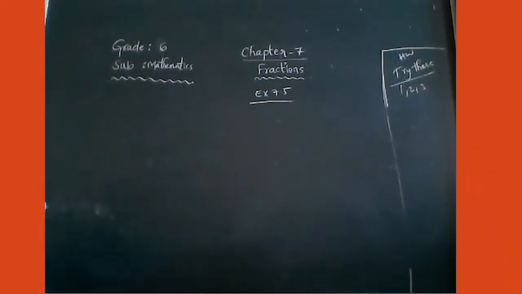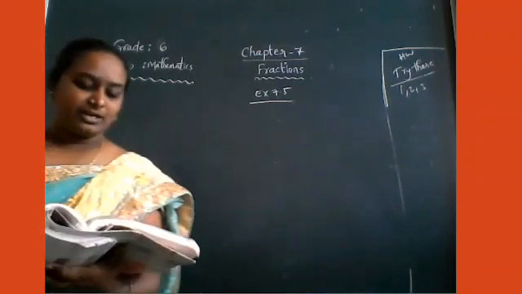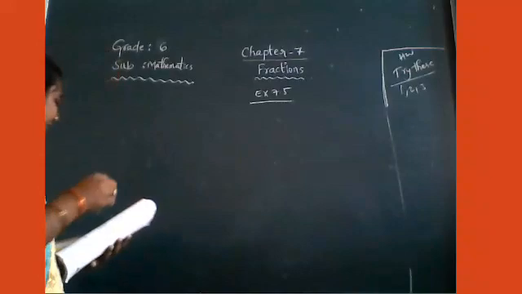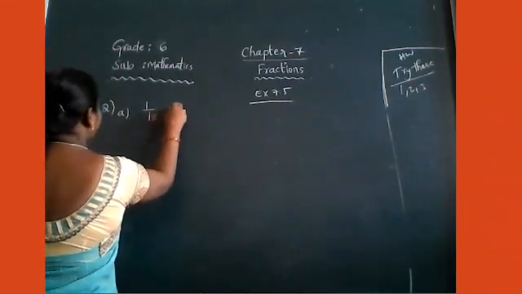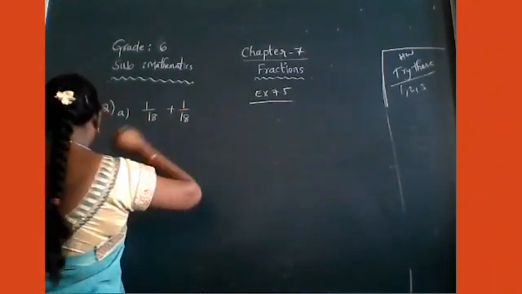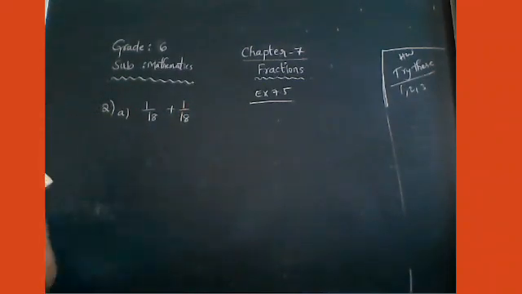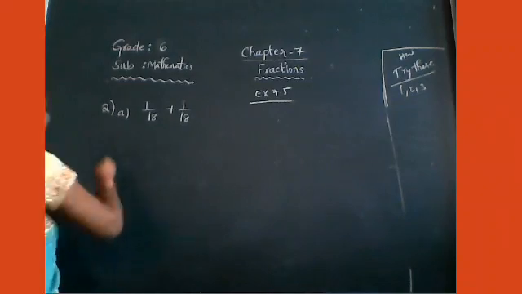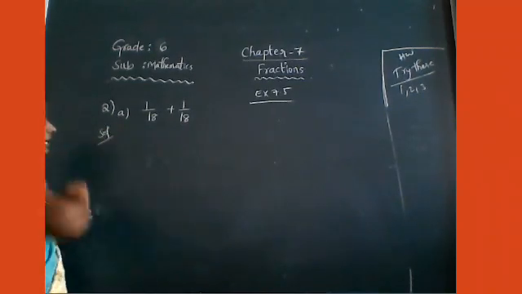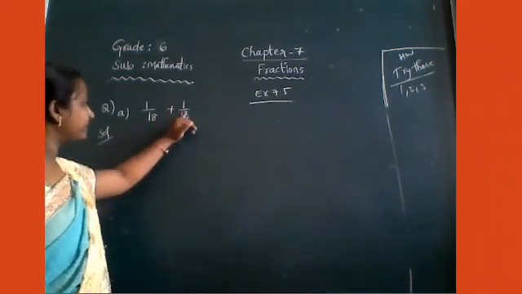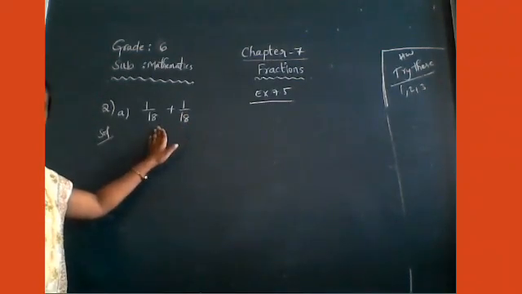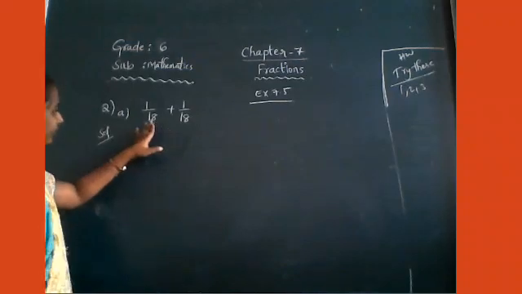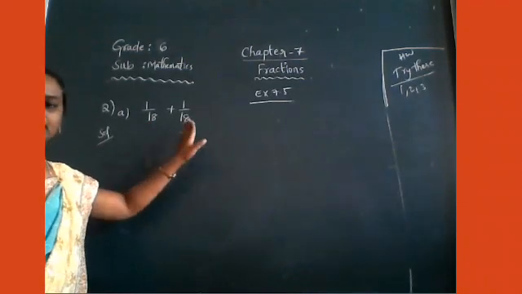Now, next, take your textbooks. Come to the second problem. Solve A. 1 by 18 plus 1 by 18. Okay? We have to do addition. 1 by 18 plus 1 by 18. Observe which type of fractions these are. These are like fractions because the denominators are same.